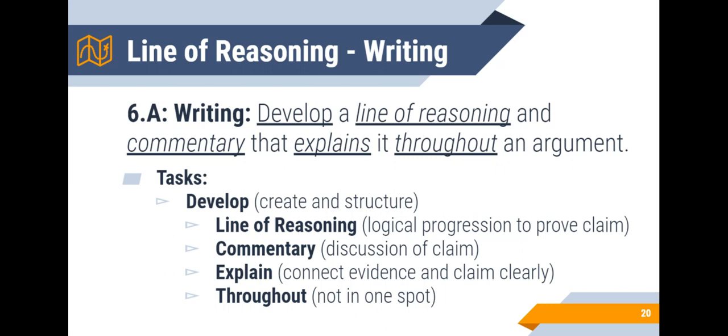Now, for the explain there, what we're looking for specifically is that you can connect evidence and the claim clearly, that you're not leaving things assumed, that you're putting evidence and commentary and connections all together, and you are articulating that in your own words. The other thing that's implied here is that your evidence should come throughout an argument, and the commentary should be throughout the argument, and the line of reasoning should be pervasive throughout. It's not just in one spot. It's not just an organized paragraph or an organized introduction. It is a consistently organized and flowing piece of writing that develops this idea logically.